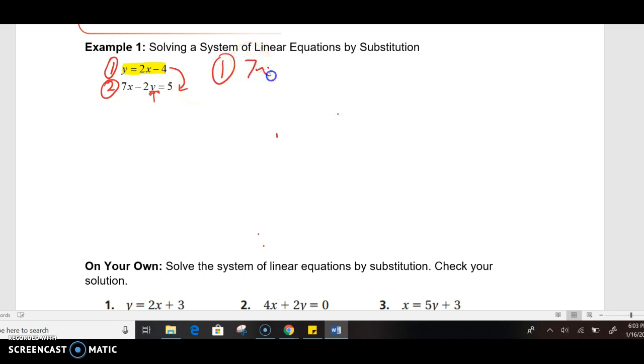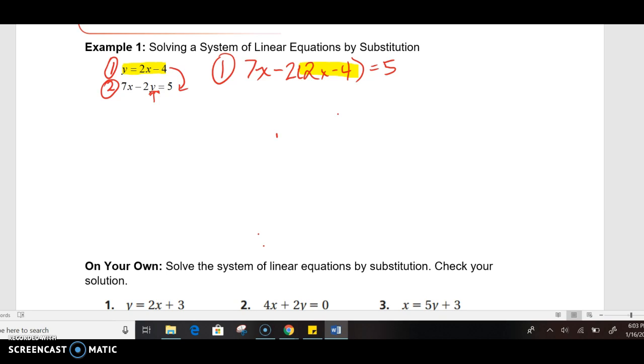So it will say 7x minus 2 times 2x minus 4 is equal to 5. Okay, so this part right here, the 2x minus 4, is what I substituted in place of y from the first equation. Once you substitute, now you can go ahead and solve for x.